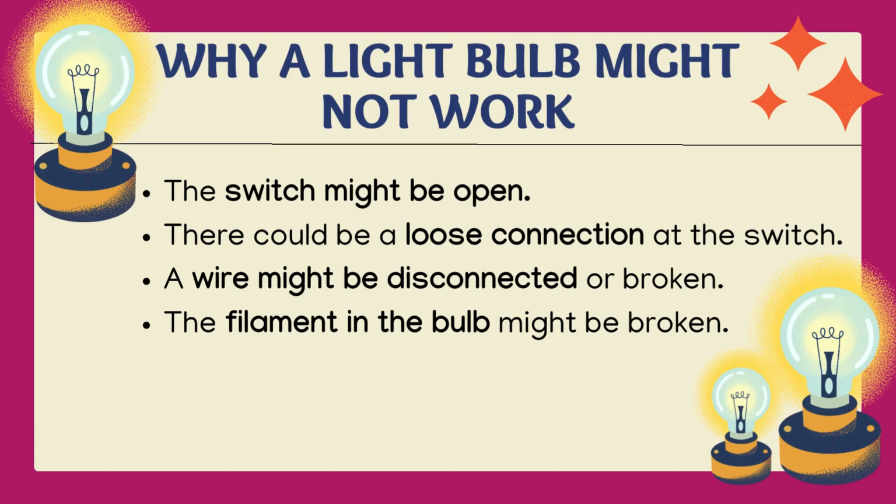So, why might a light bulb not work? Sometimes, even if you think your circuit is complete, the bulb won't light up. There can be many reasons. Maybe the switch is open, maybe the wires are not properly attached, or a wire is broken. Inside the bulb, there are tiny wires called filaments. If that filament is broken, the bulb will not light up, even if the rest of the circuit is working.